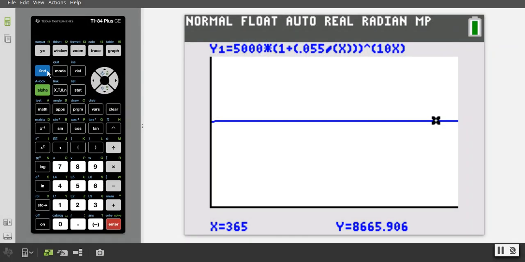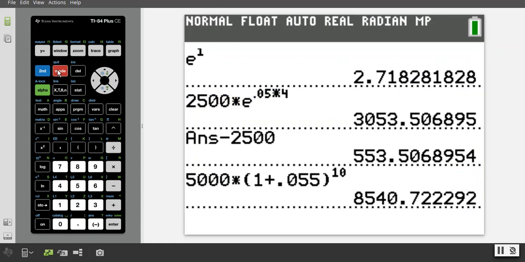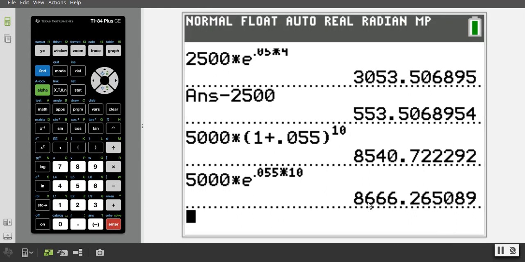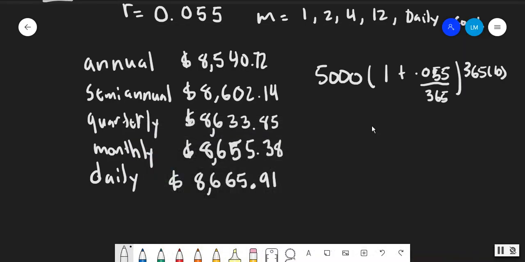Okay, now what if we were to use a ridiculous amount? So in this case, some people like to call it the PERT. So times 0.055 times 10. Okay, so I just put enter, and okay, so 8,666 and 27 cents.